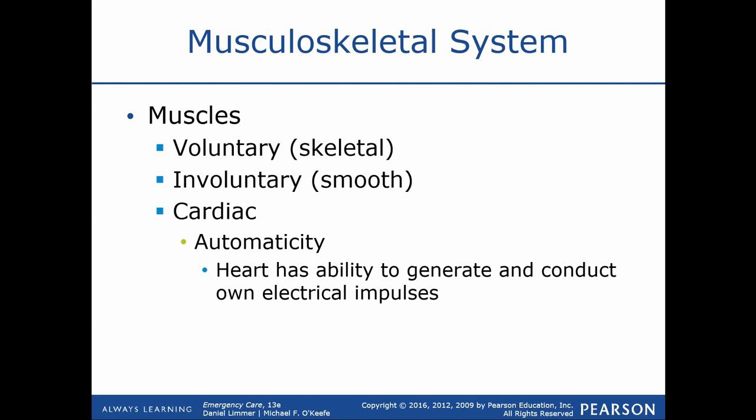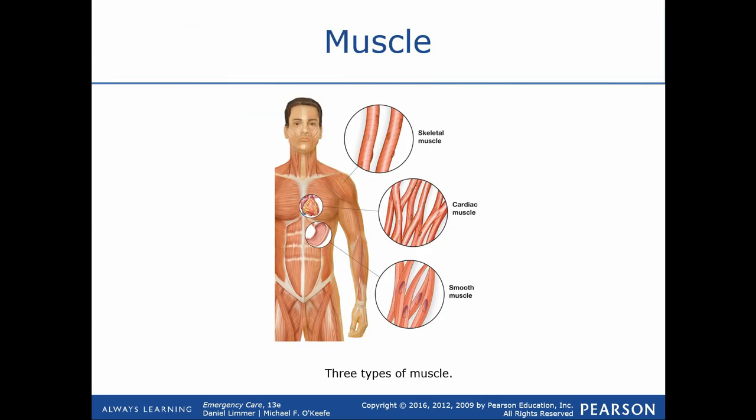But the other benefit is, as that electrical impulse is transmitted from the sinoatrial node, each one of those cardiac cells picks up that impulse and then transmits it to the next cell over there. And it allows that electrical activity to be transferred throughout the heart very, very quickly. So there's some images of the different types of muscle.